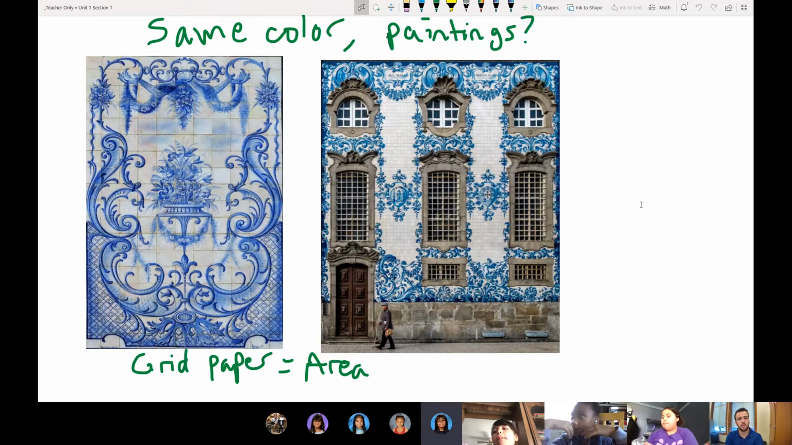Find the area? Yeah, looking at this left picture here. How can we find the area of that tile sequence? Do you have any ideas? What shape is that picture on the left? On the left, it is a rectangle.